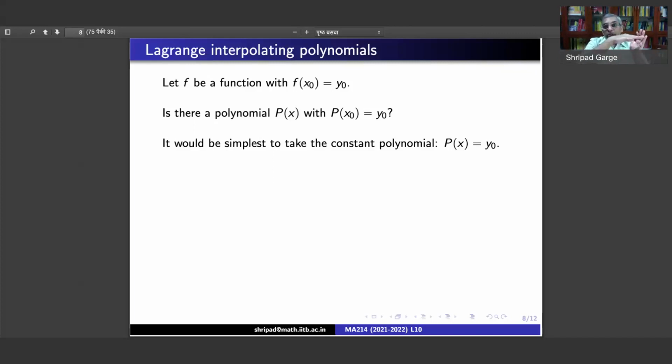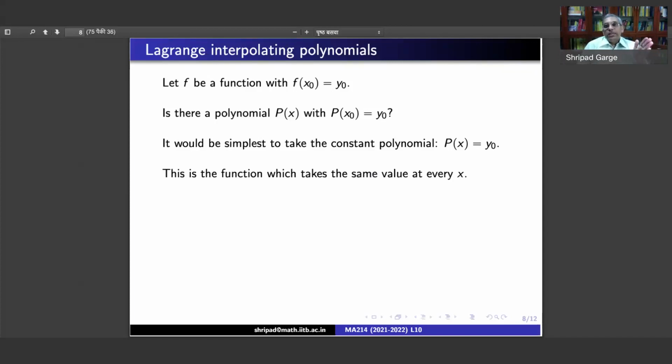This is the polynomial whose graph will be horizontal, just like we had p0 equal to 1 as the first Taylor polynomial, the zeroth Taylor polynomial for the exponential function. This graph will also be horizontal. It will pass through x0, y0, but at any other x, the value will simply be y0. This is what it will do.